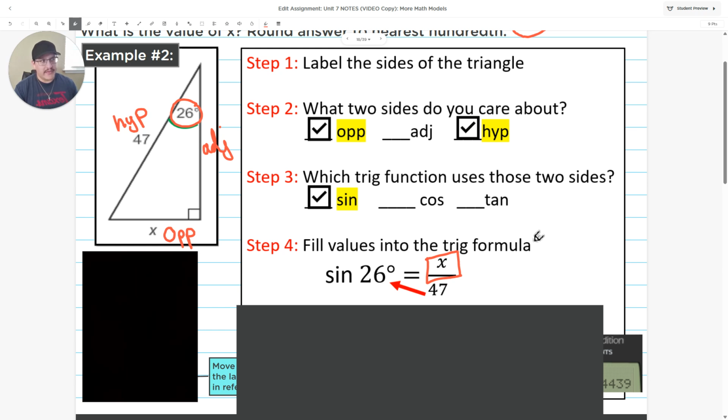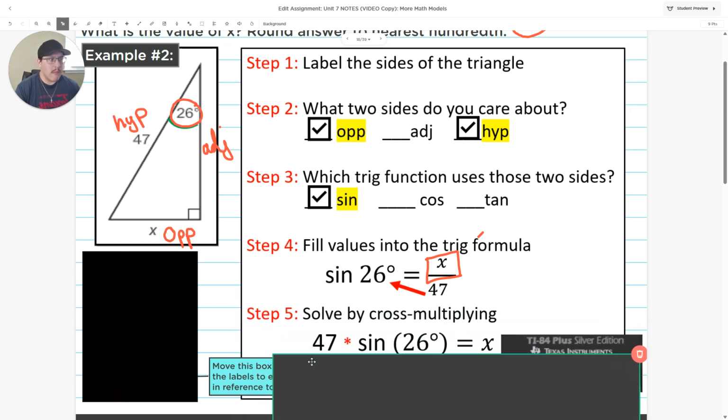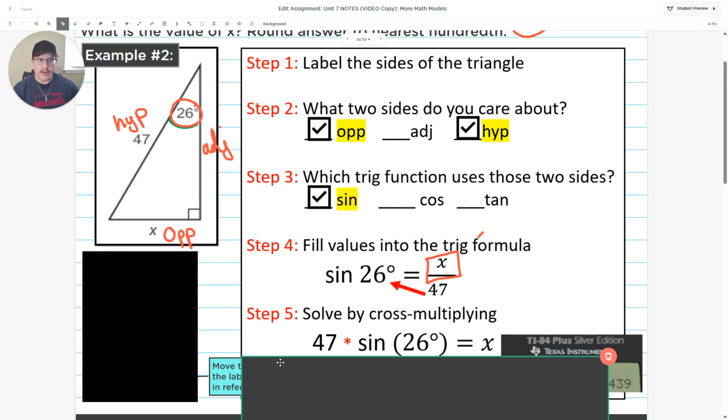Well, notice this is x divided by 47. So what's the opposite of division? Multiplication. We're going to cross multiply the 47 across to the other side of the equal sign with sine of 26. And we should get the following version of our equation: 47 times sine of 26 is equal to x. Now all that's left to do from here is to plug into the calculator and get our answer.